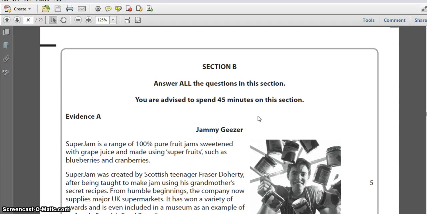So if you're at the end of section A and you've spent half an hour on it and you've still got 1 or 2 questions left, you should just stop, go on to section B, and hopefully at the end of the exam you'll have a couple of minutes left. You can quickly go back to section A and finish it off. But most of the marks come from section B, so you don't want to waste too much time on section A.